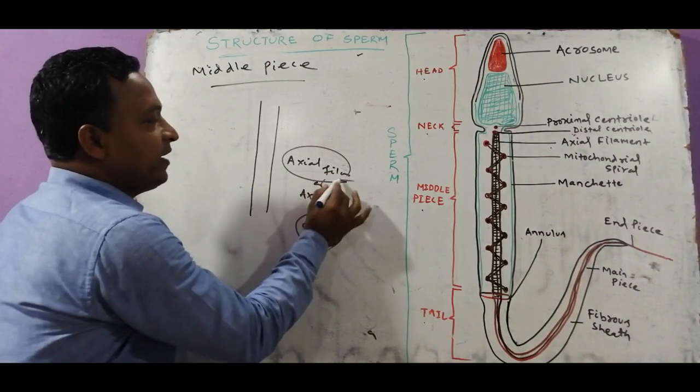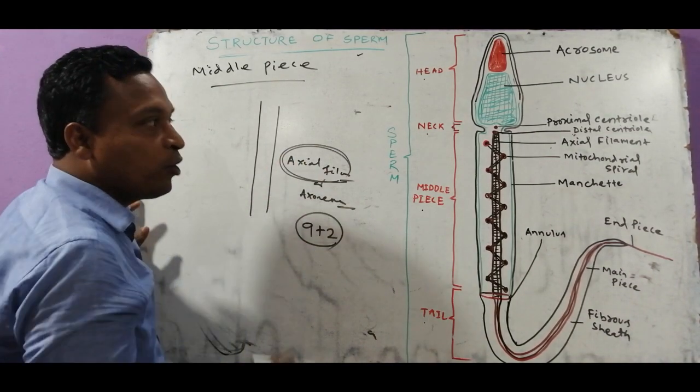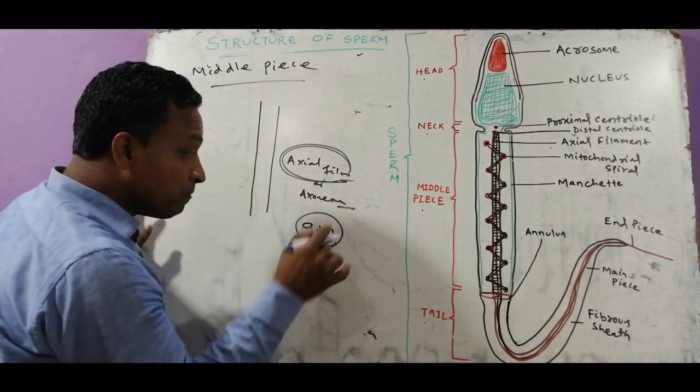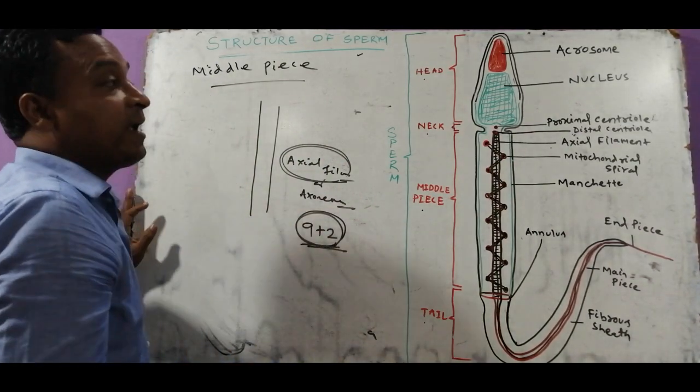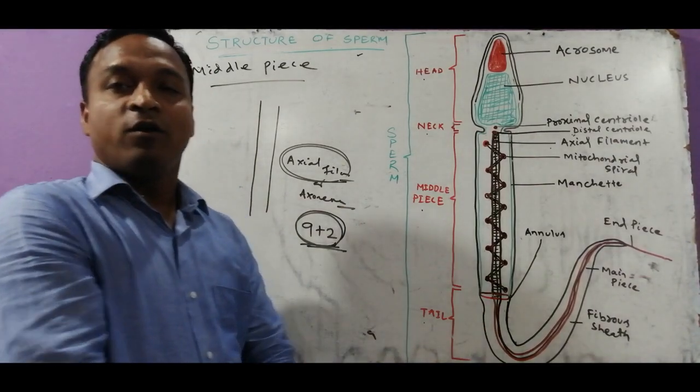Try to guess, my dear. In the axial filament, the microtubules are present having which arrangement? 9 plus 2 arrangement. Important question, always asked.